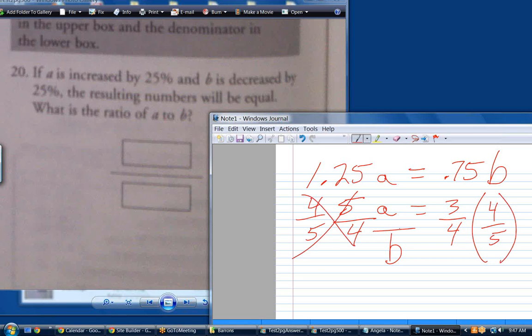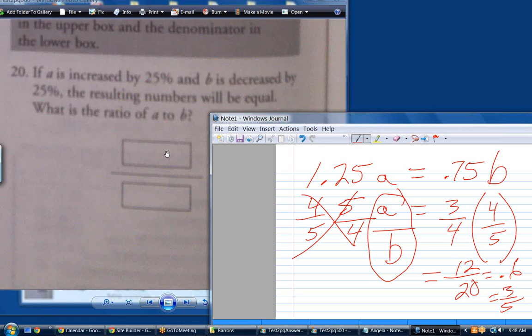Getting those to cancel, and now I'm left with just the A over B, and this is equal to 12/20, which is equal to 6/10, which is equal to 3/5. Since they want a numerator and a denominator, we do not want it in decimal form. In fact, there's no way to enter this in decimal.